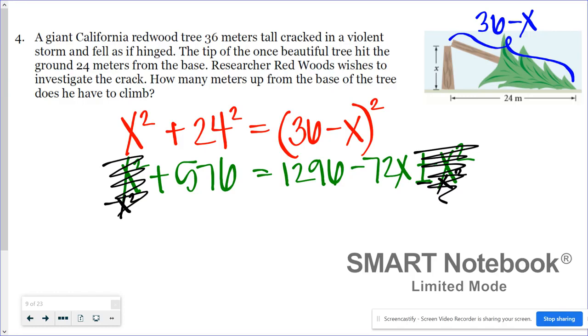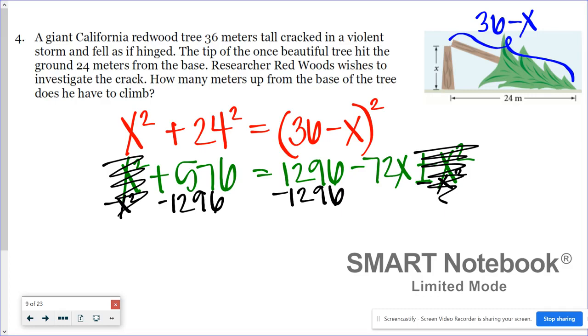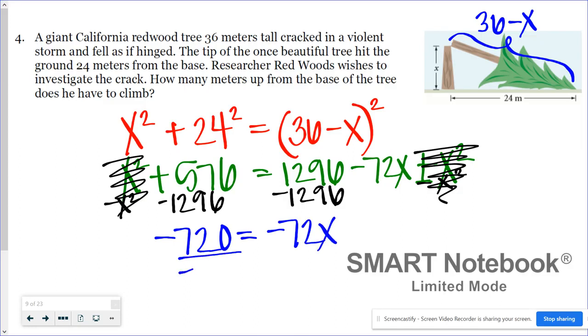So what next? I could subtract 1,296 from both sides. Let me write down what that looks like now. So now we have negative 720 equals negative 72x. We would divide both sides by negative 72, and we get that x equals 10.